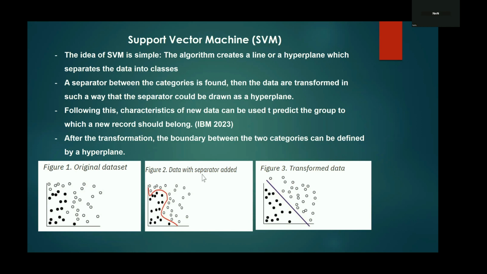The data are transformed in such a way that the separator between the categories can be drawn as a hyperplane. Following these characteristics, new data can be used to predict the group to which a new record should belong. Each dot represents the items or the features themselves. Sometimes we have 3 dimensions or 3 groups, based on the classifications. So this is the difference: the support vector machine is based on regression analysis as a classifier, while the naive-Bayes algorithm is based more on probabilities.